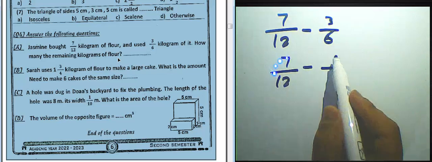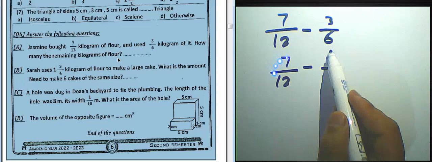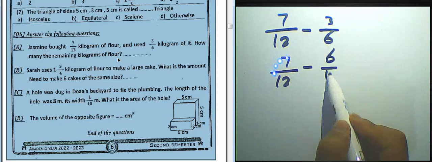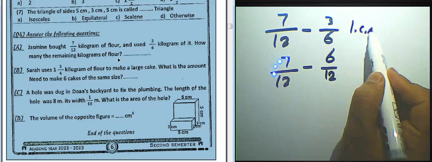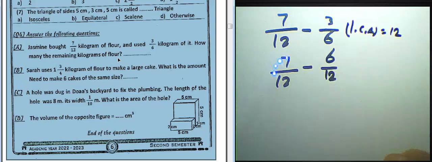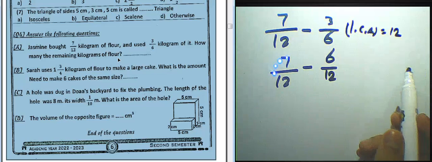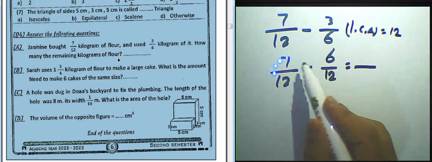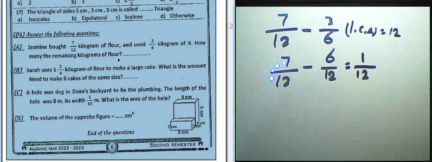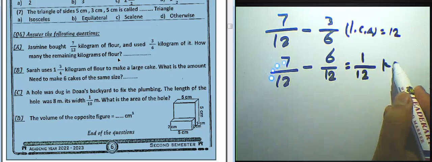7/12 subtract by 3/6. 2 times 3 equals 6, 2 times 6 equals 12. We know the least common multiple between the two denominators here equals 12. Okay, and then we can find the difference. 7 minus 6 equal 1, and the denominator write 12. The result will be 1/12 kilogram.